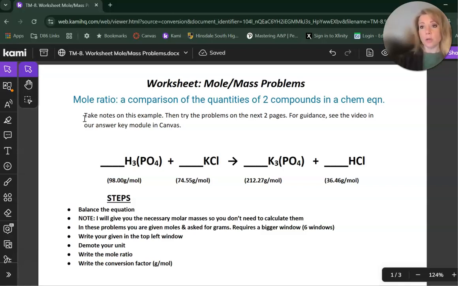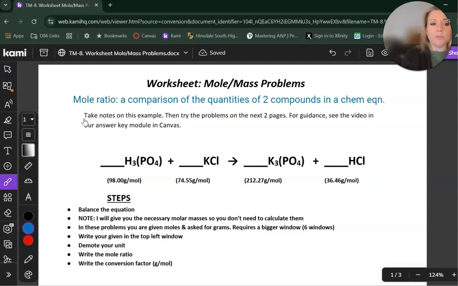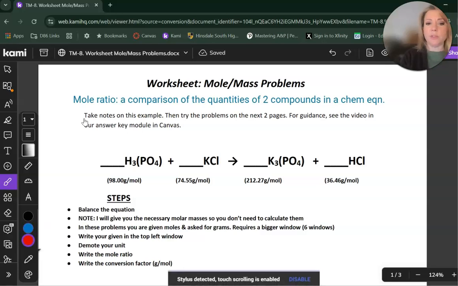The numbers are the coefficients, the big numbers that are going to be found right before the chemical formulas of the compounds. What that means is that your chemical equation needs to be balanced before we even begin to do any kind of calculations. Now, on the exam, I'm going to give you the balanced equation, so you aren't going to have to worry about doing that.